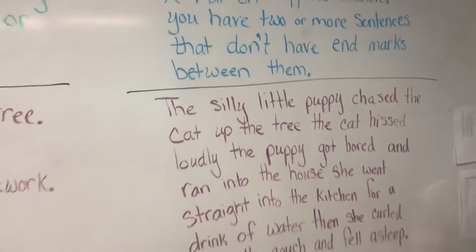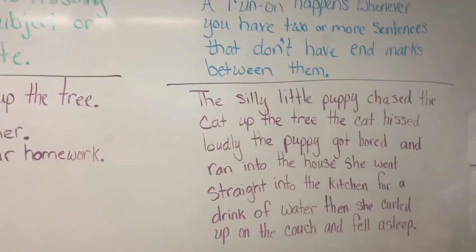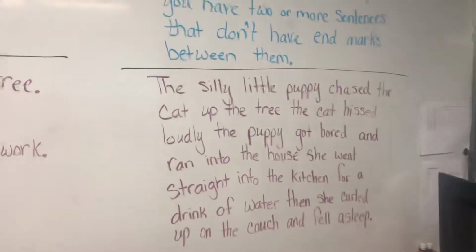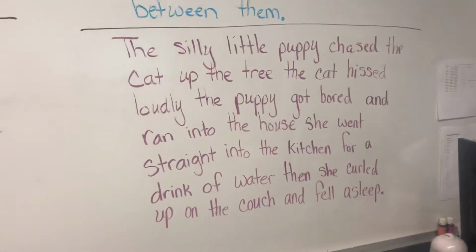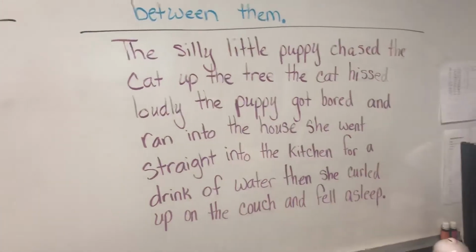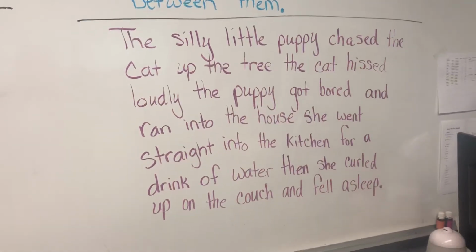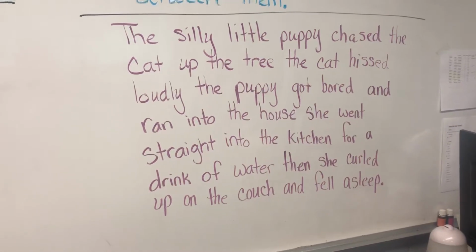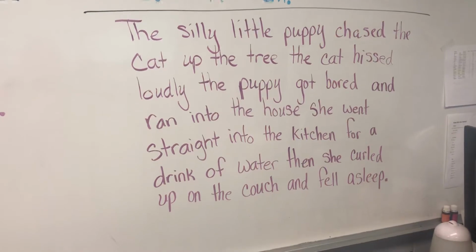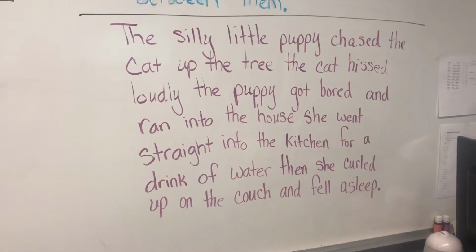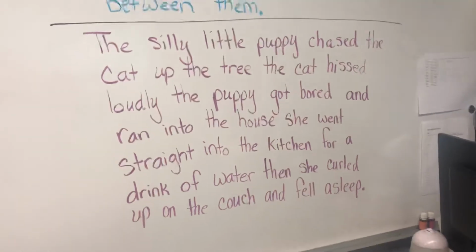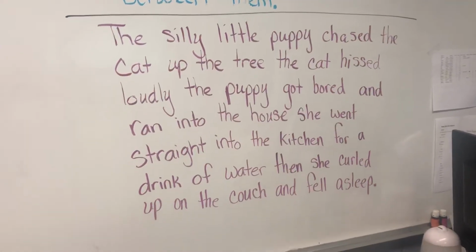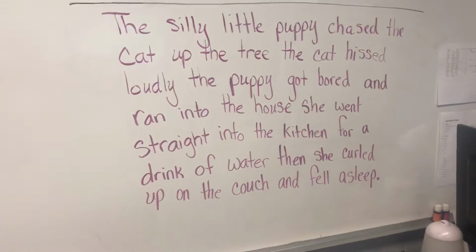Okay, so we're going to go through this little story or paragraph, and we're going to figure out where the end marks go. So I'm just going to read it the way that it's written first. The silly little puppy chased the cat up the tree. The cat hissed loudly. The puppy got bored and ran into the house. She went straight into the kitchen for a drink of water. Then she curled up on the couch and fell asleep. Oh, okay. I am worn out from reading that. There was no break. There was no pause. It was a little bit confusing.